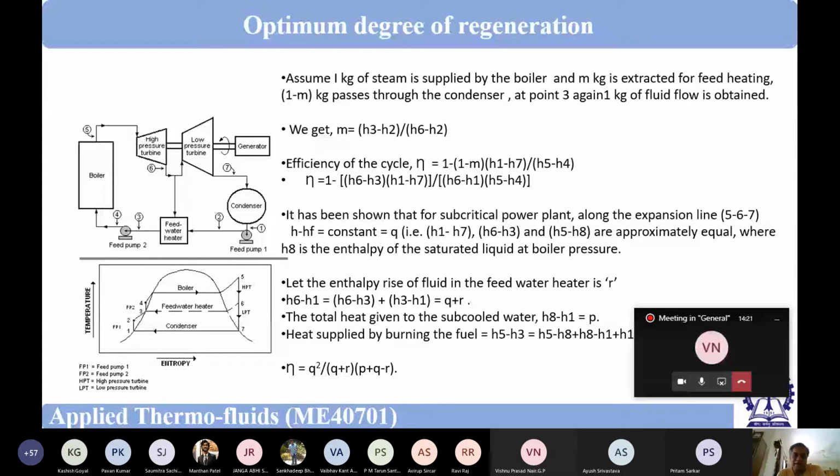Then let the enthalpy rise of the fluid in the feed water heater be R. What is the enthalpy rise in the feed water heater? It is from here to here, 2 to 3. That is the enthalpy rise.